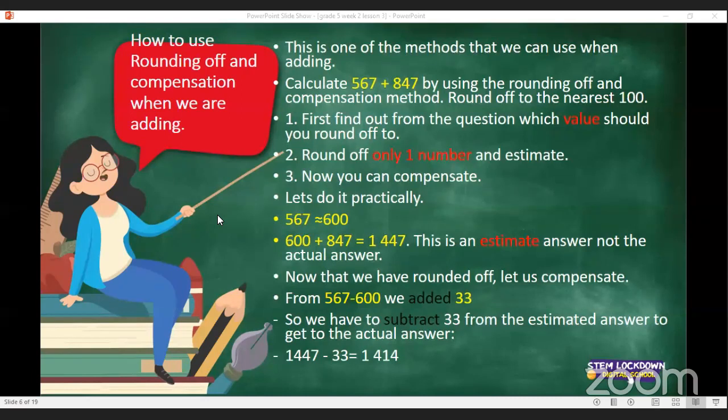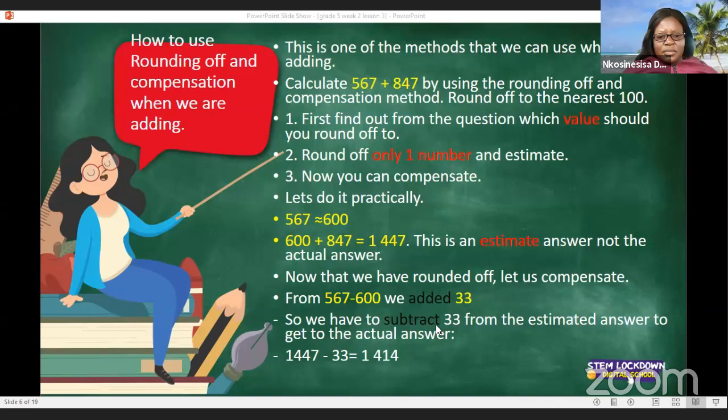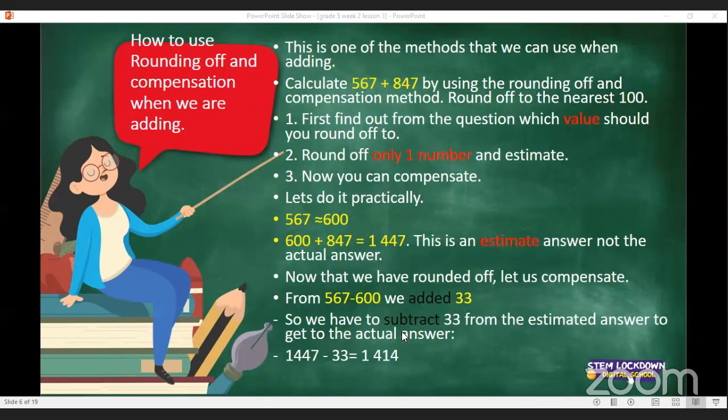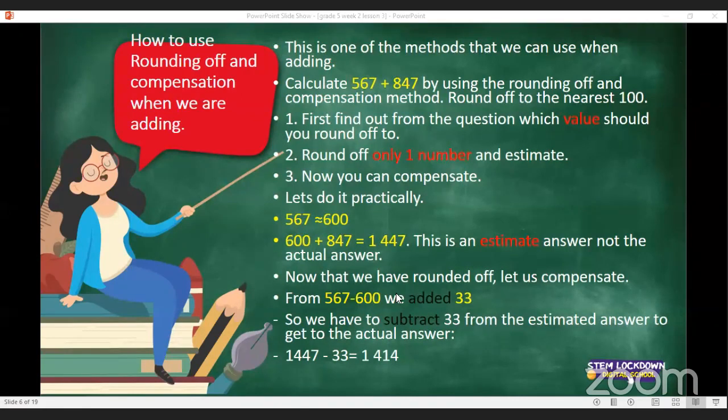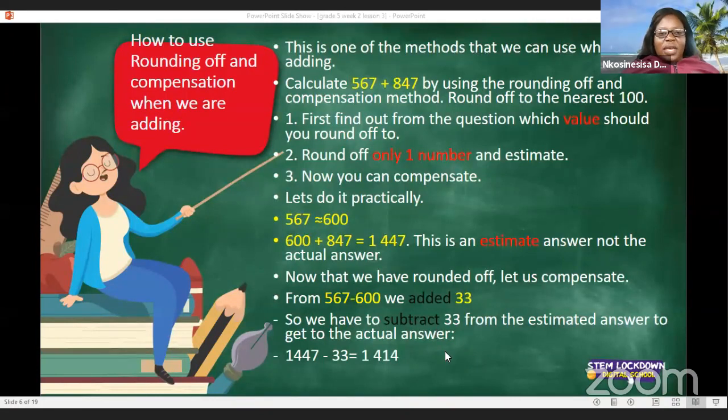So, ma'am, at the bottom, it's confusing for me when I have to subtract 33 after adding it, since we added it when rounding off. Now it's confusing to subtract it because I'm used to rounding off both numbers, and then adding together the numbers that we found. Okay, all right, I understood.